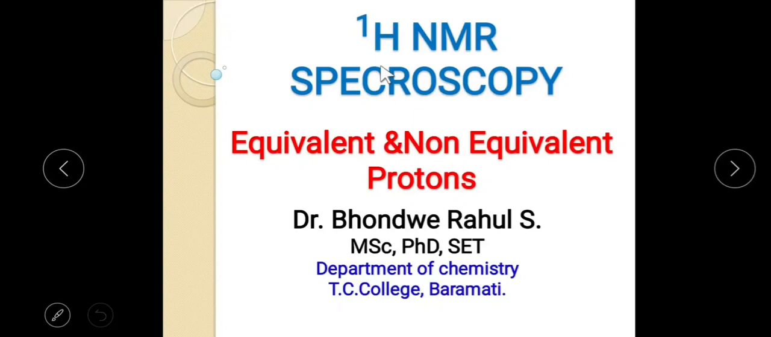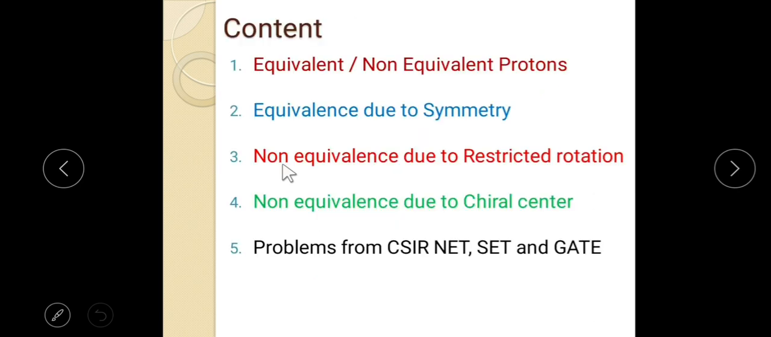Friends, today we are going to discuss another important topic from H1 NMR spectroscopy, that is how to calculate equivalent and non-equivalent protons from a molecule. This type of question is asked in CSIR NET as well as in the SET examination. So let's begin. In this lecture we are going to cover the following points.